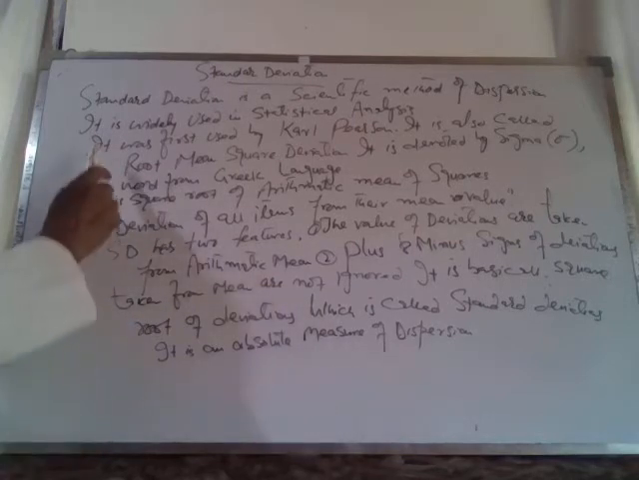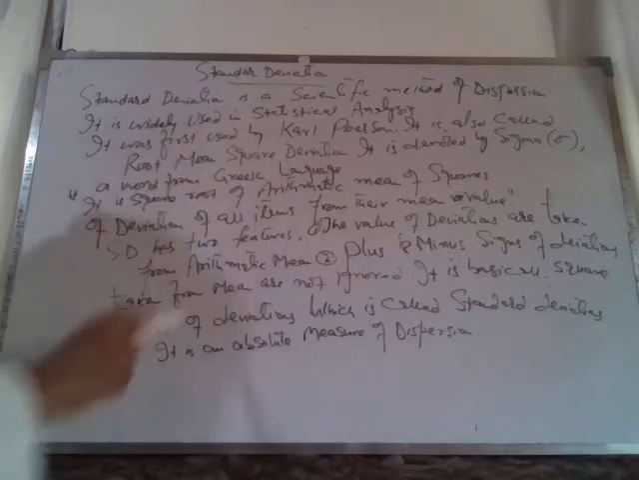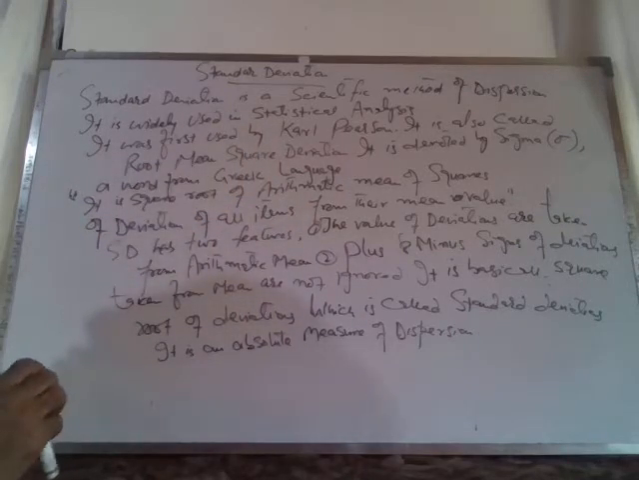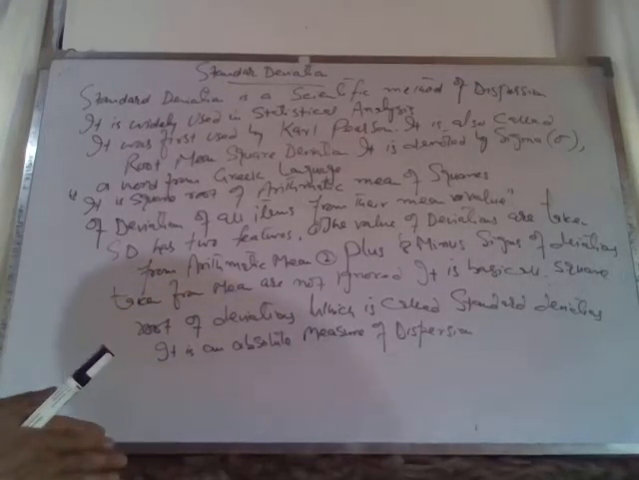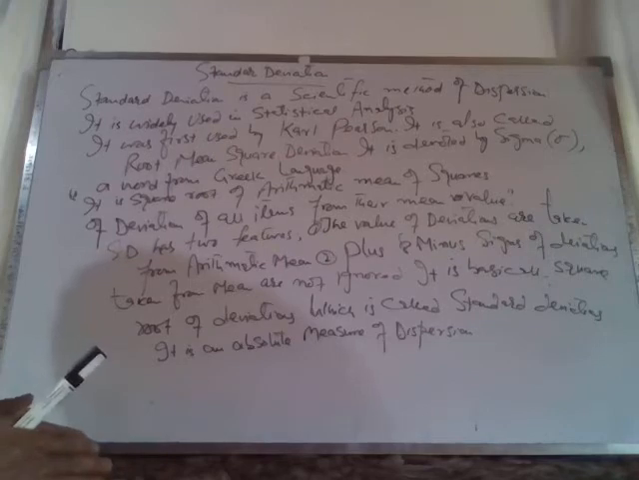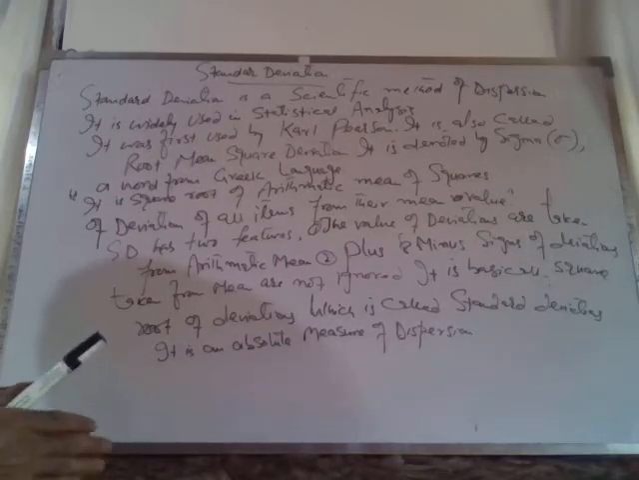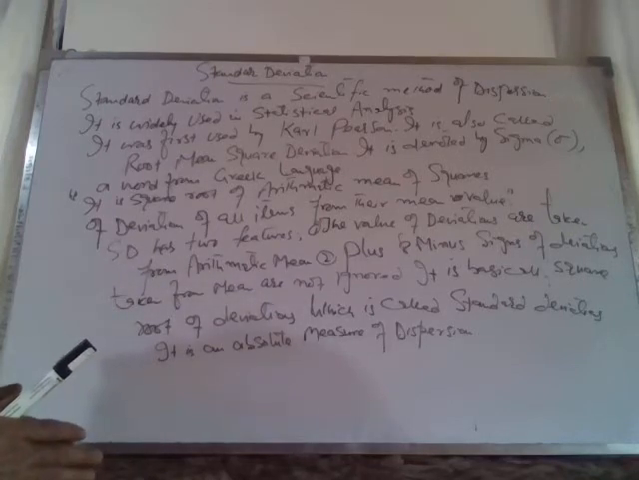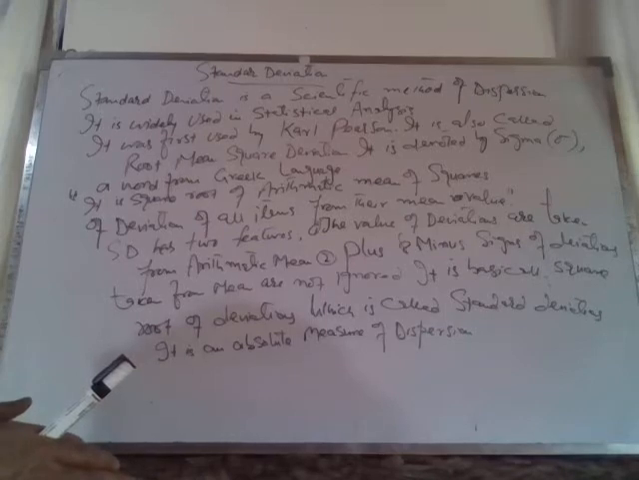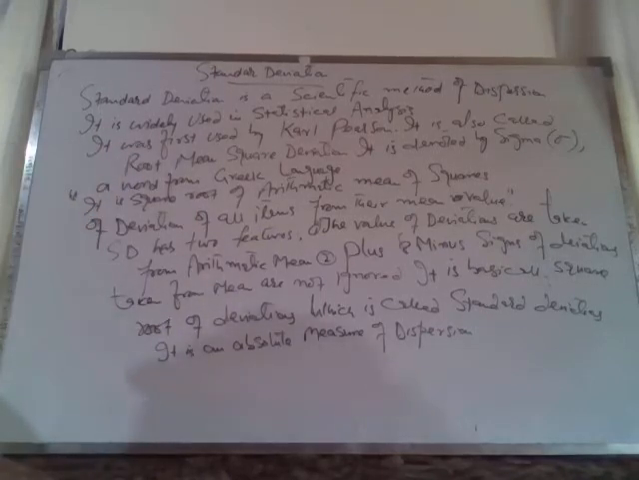It was first used by Karl Pearson. Karl Pearson was a statistician. He first used this method to measure the dispersion in a series, how much data are dispersed or vary from each other, what is the variability of the data in a statistical series. So Karl Pearson used this method.